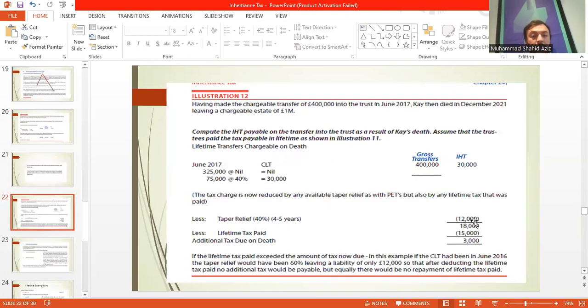Let's see an example. So same example, 400,000 pounds into a trust. Bob then died in December 21, leaving a chargeable estate of 1 million pounds.